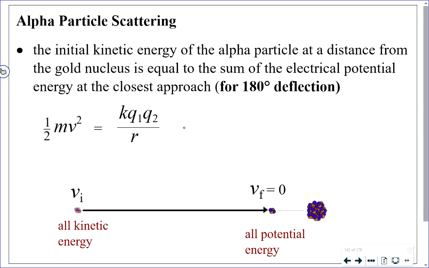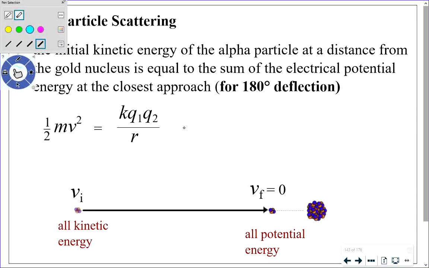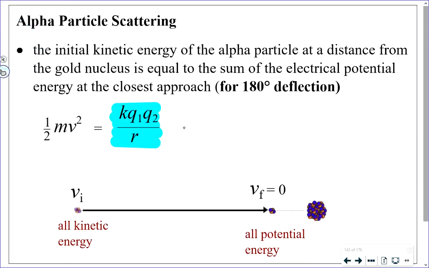Now this kQ1Q2 over r is potential energy. It's not a force. It's not Coulomb's law. And the formula for that potential energy, EP equals kQ over r, would be given to you in the context of a question. In this application, by the way, Q1 would be the charge of an alpha particle, which you should know, 2 elementary charges. Q2 is the charge of a gold nucleus, and you would look at your periodic table and see that gold is number 79, and you would take 79 times the elementary charge to get that charge.